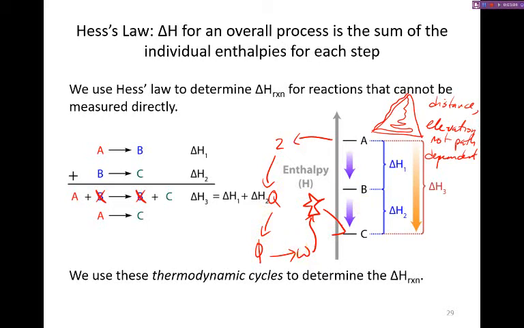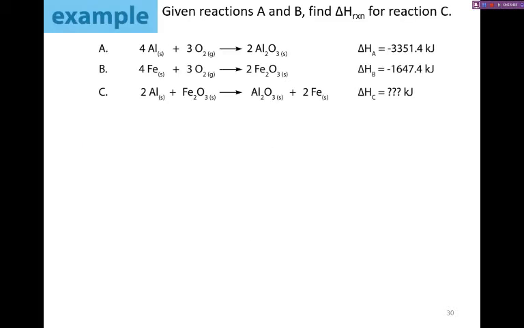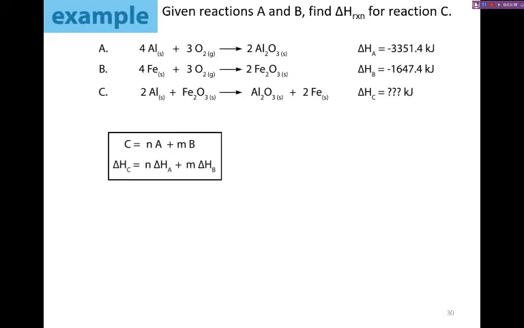So, how does this look in terms of a problem? You might be given some chemical reactions, and you're asked to find a different chemical reaction. So in this case, you're given reactions A and B with their associated enthalpies. We want to find the enthalpy of reaction for reaction labeled C. So what we need to recognize is that C is going to be a sum of reactions A and B with their associated coefficients. Therefore, the enthalpy is going to be the sum of the enthalpies of A and B with their associated coefficients.